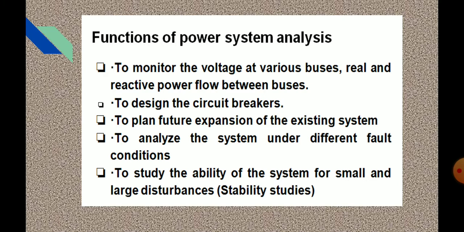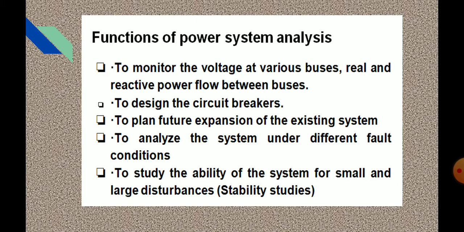So we can classify the power system analysis into major types. First, to monitor the voltage at various buses, and the real and reactive power flow between the buses. Next, based on the fault, to rectify or break the circuit and protect it. The circuit breakers are installed in all the components of the power systems. And for future expansion, if we have 11 kilovolt and we have to expand based upon the consumer requirements up to 220 kilovolt, all this expansion of the existing systems comes under the analysis.